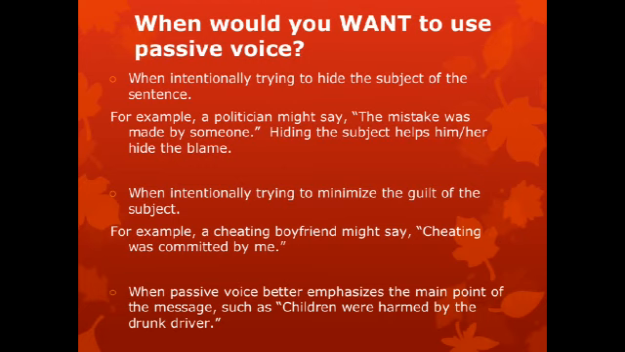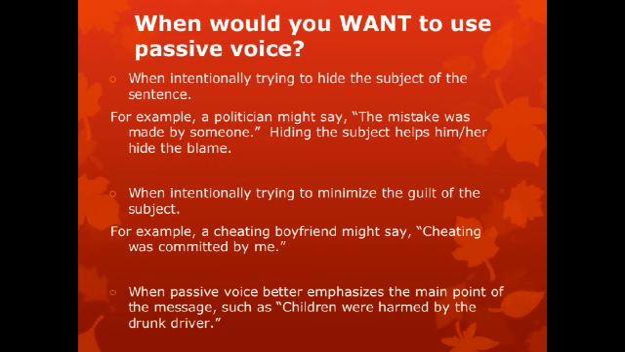So here, when intentionally trying to minimize the guilt of the subject, a cheating boyfriend might say cheating was committed by me. Here we need not say who has done it. If I say I have done some mistake, it sounds very bad. So we want to hide the subject. We don't want to emphasize who has done the action, but the emphasis must go on the object, the one who has received that action. For that particular purpose, when you want to hide the subject who has done the action, we use the passive voice.